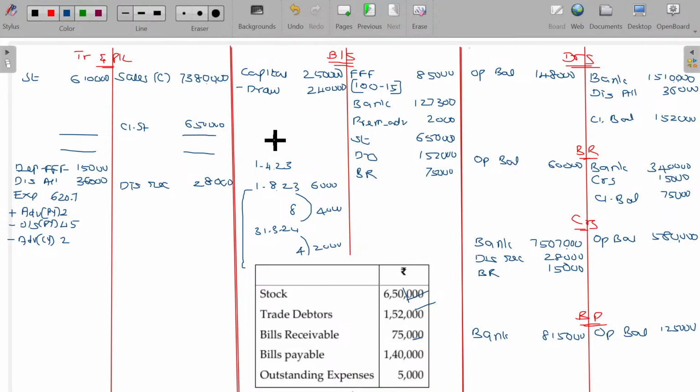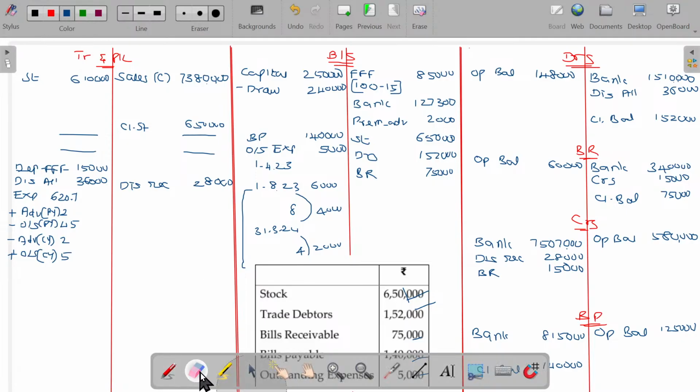Bills payable 1,40,000. Another place it should be posted is in the bills payable closing value, 1,40,000. And outstanding expenses, liability, outstanding expenses 5,000 rupees. Current year outstanding should be addable. This value being 5,000 rupees. I have posted everything.